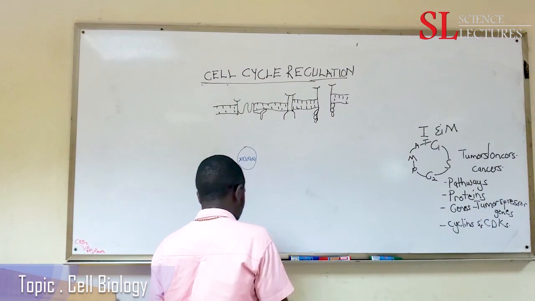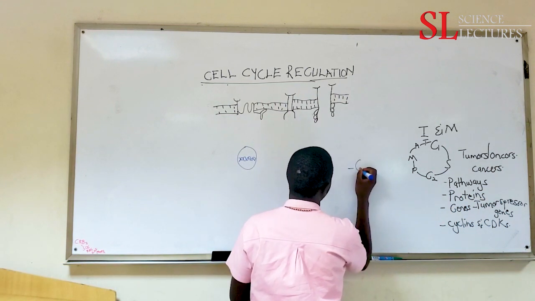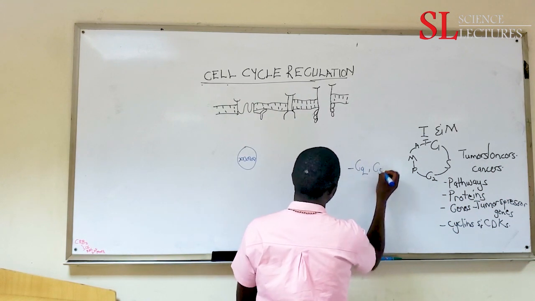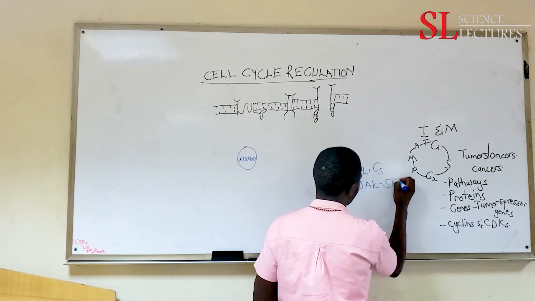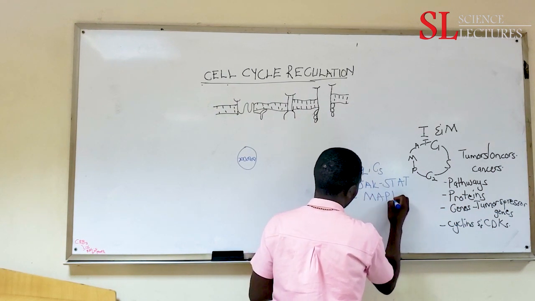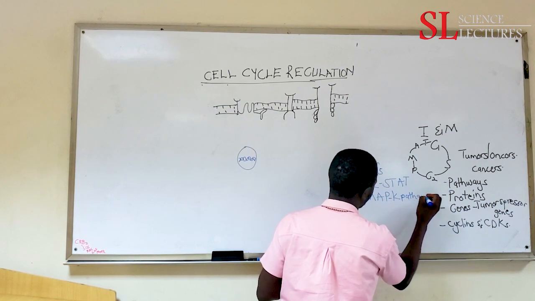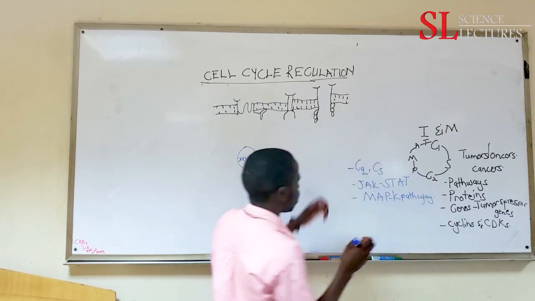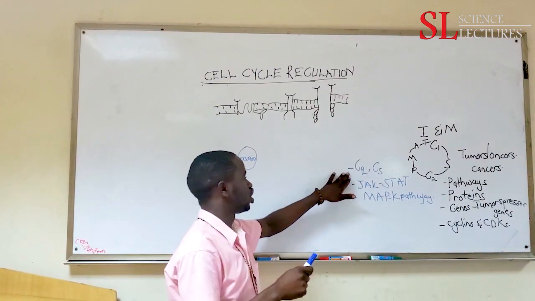Now the pathways that regulate the cell cycle are of four types. Number one, we have the Gq pathway. Number two, we have the Gs pathway. Number three, we have what they call the JAK STAT pathway. And number four, we have what they call the MAPK pathway, or the mitogen activated protein kinase pathway.